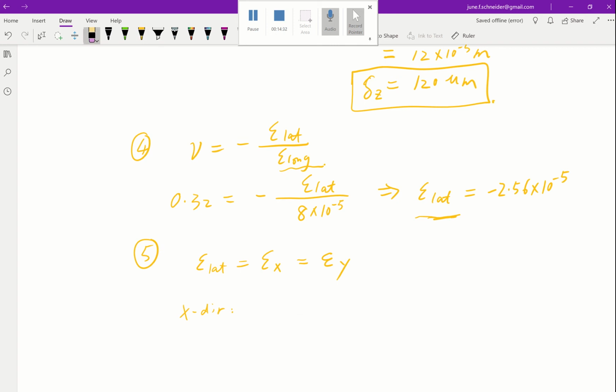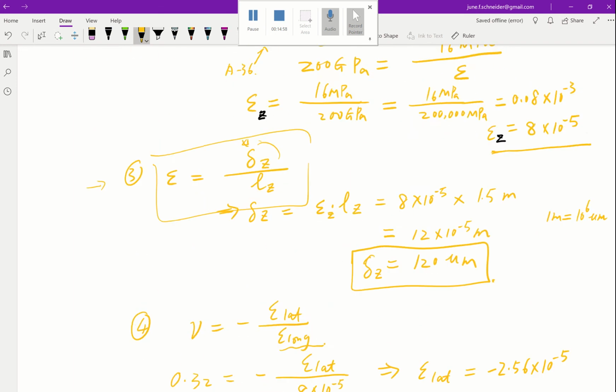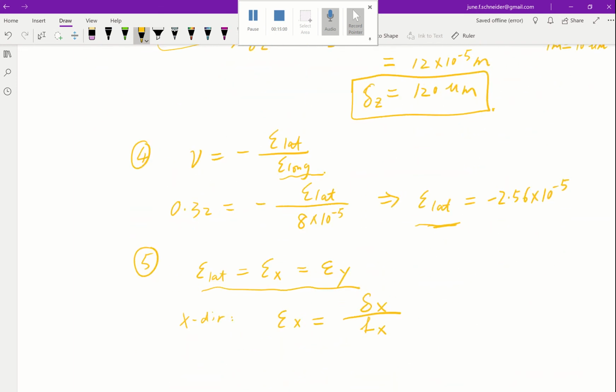Okay, so in order to find the x direction, we're going to use the original definition for the strain. So epsilon x is going to be equal to the change in x direction, delta x, how much it contracted, over the original length at x direction. You could say it's the width, right? So we can put our value in there.